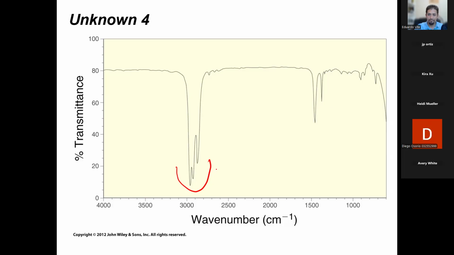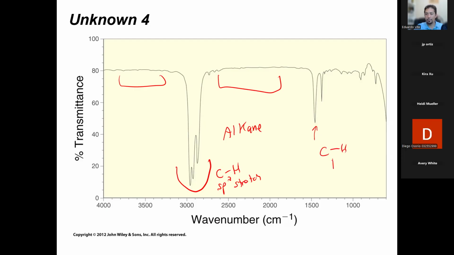Is it an alkane? It is just an alkane. This is your CH sp3 stretch. There's nothing here. There's nothing here. And you're like, what is this? I don't know. That's probably a carbon hydrogen bend somewhere. Maybe this one too. Maybe all of these. We don't see anything else.